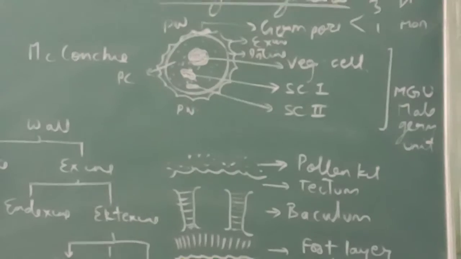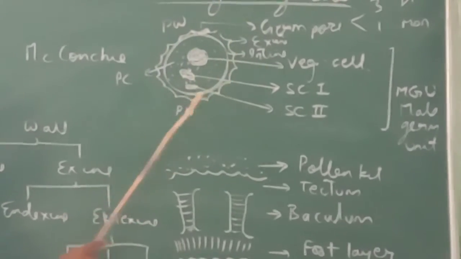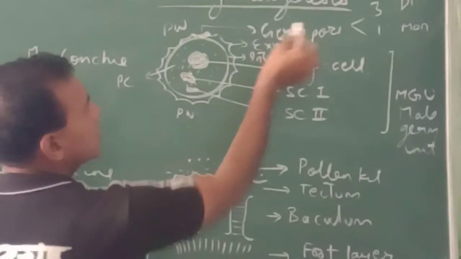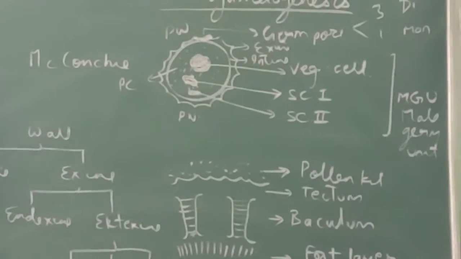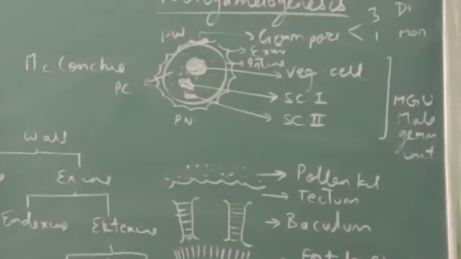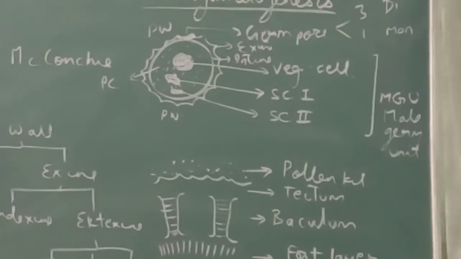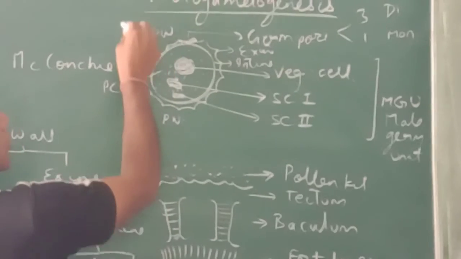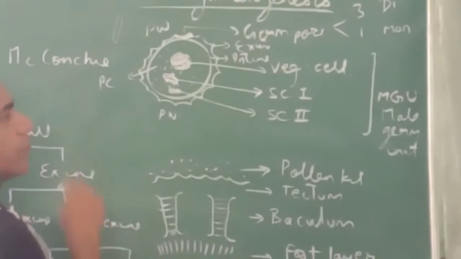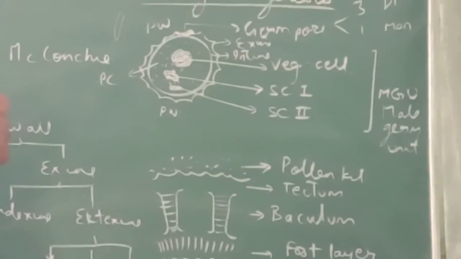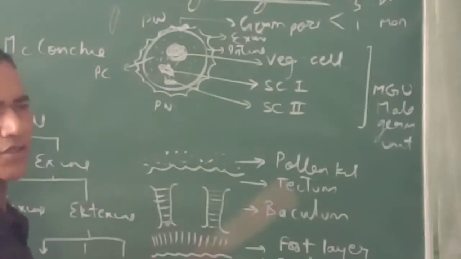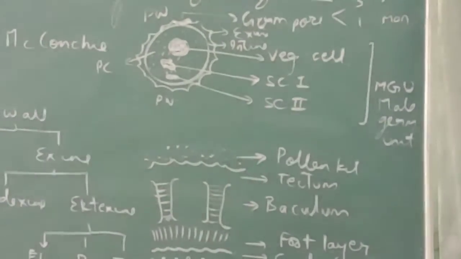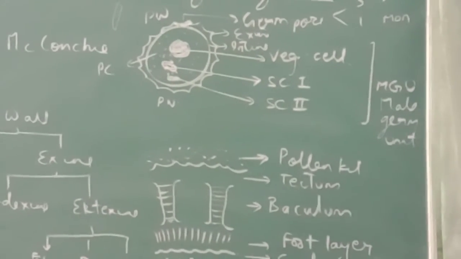Now this pollen wall is not continuous. It is broken at certain places, which are known as germ pores. These germ pores are the places from which the pollen tubes come out. Sometimes it may be elongated like this, and then we call it a germ furrow. The germ pores are 3 in number in dicots, and in monocots it is usually 1 in number.